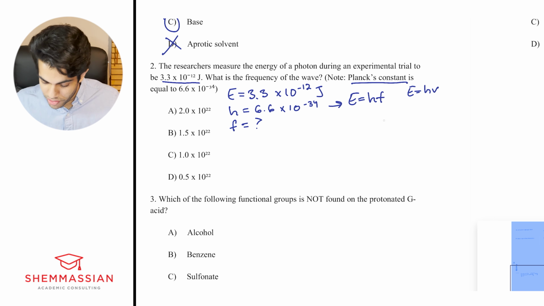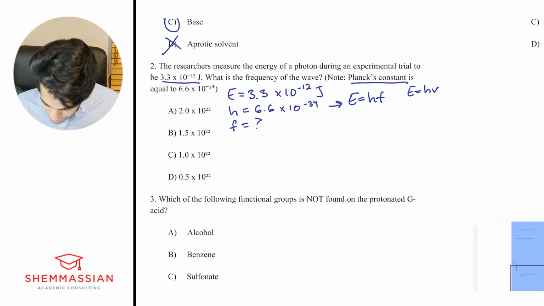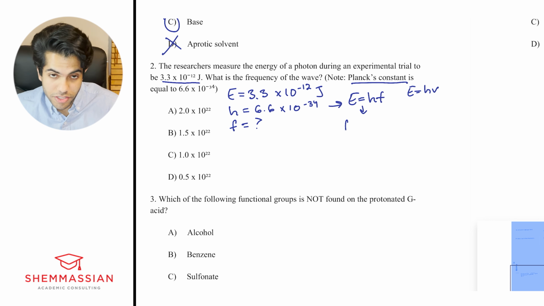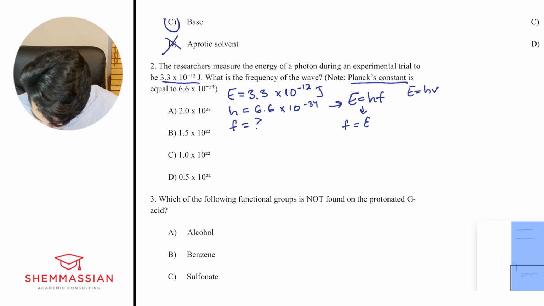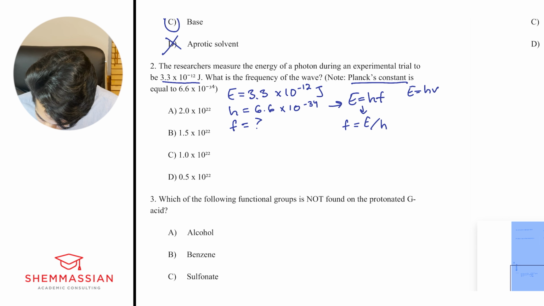So if I need to find frequency, I need to rearrange this equation to solve for frequency. So that would be f equals E divided by h. And so from here, it's just pretty much plug and chug. So f is going to be energy, which we had as 3.3 times 10 to the negative 12 joules divided by 6.6 times 10 to the negative 34.